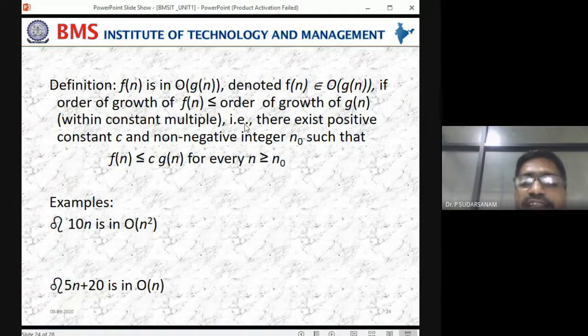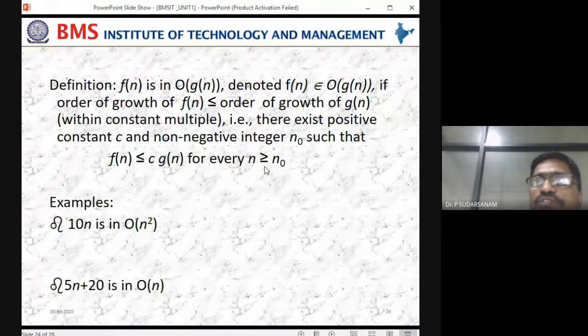So that is nothing but there exists the positive constant c. So order of the growth is nothing but there exists the positive constant c and non-negative integer n naught. Here we are considering all positive values such that f of n is less than or equal to c into g of n. That is what the definition says. f of n is less than or equal to c into g of n for every n value greater than or equal to n naught.